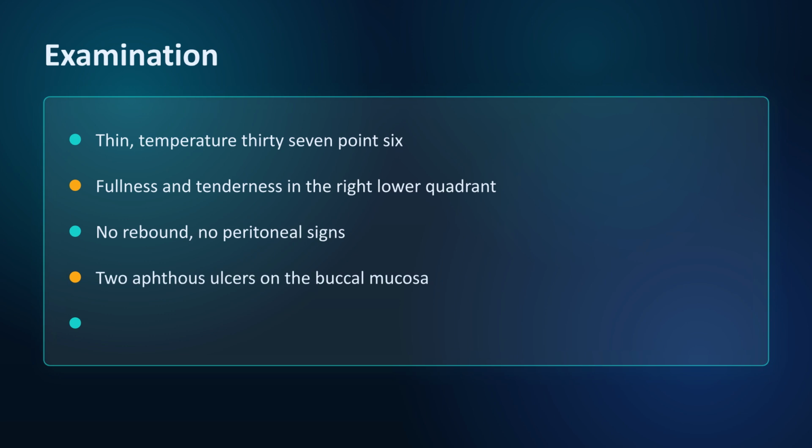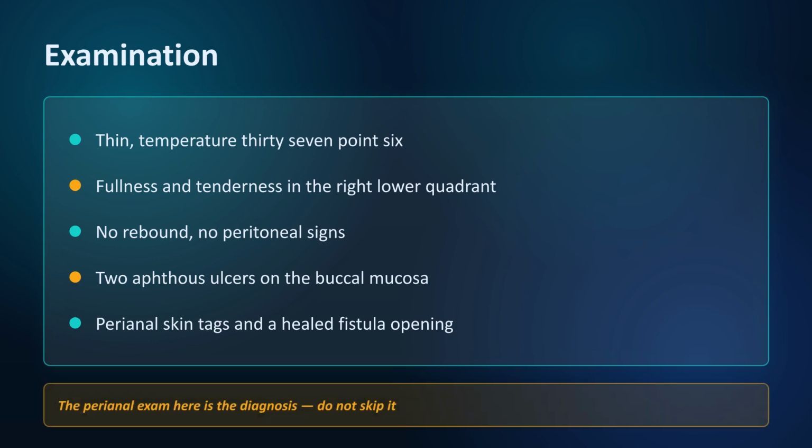And now the examination residents skip, the perineum. He has perianal skin tags and a healed fistula opening. In this patient, the perianal exam is effectively the diagnosis. 2 minutes of exam, and the whole case changes. His abdomen is not distended and bowel sounds are normal, so he is not obstructed today.